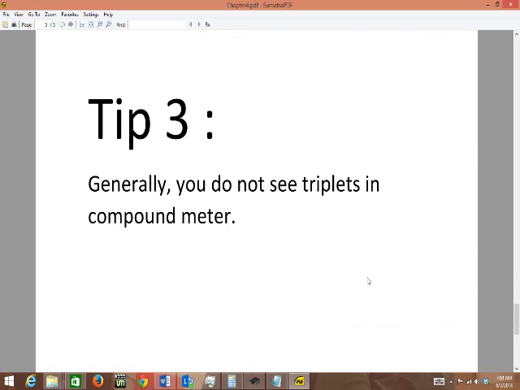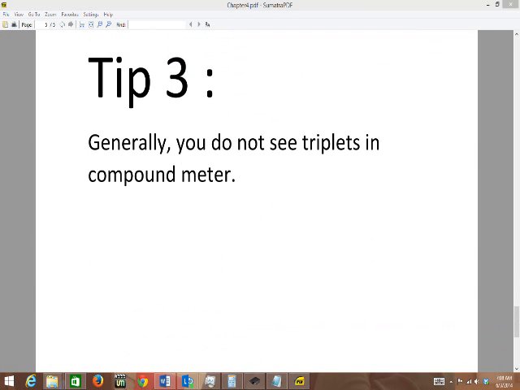Tip 3. Generally, you do not see triplets in compound meter. Page 79 introduces the concept of triplets. If you have performed music for a while, you've probably seen these. If they are new to you, spend some time rereading this section to gain a full understanding.